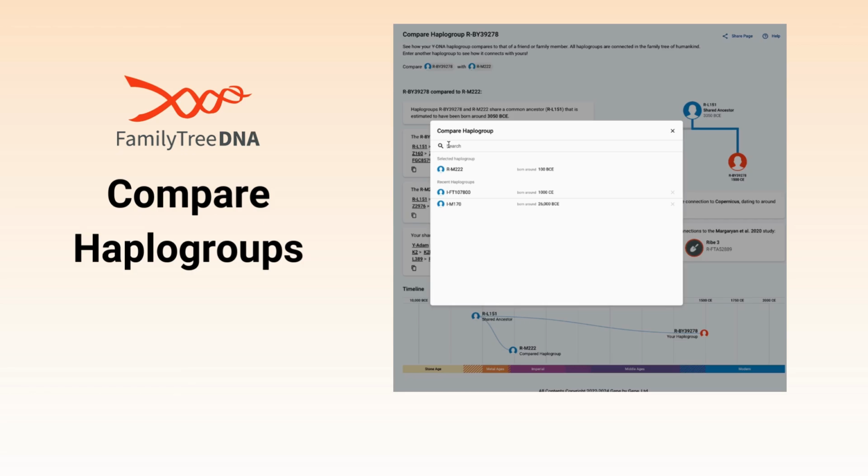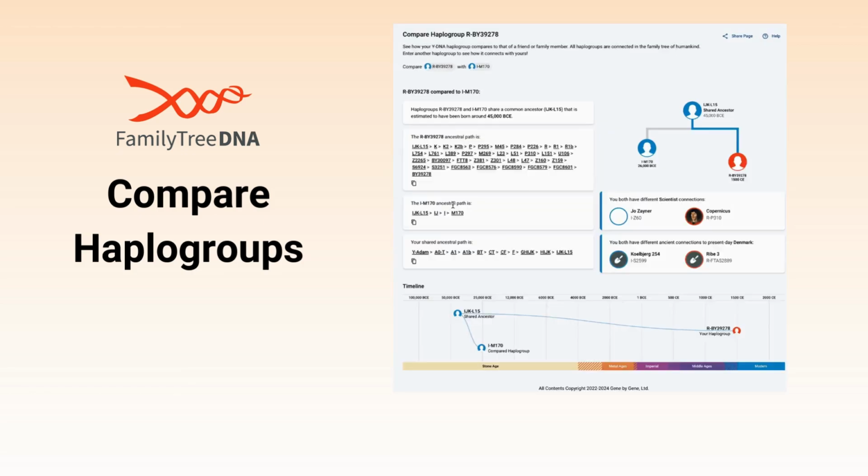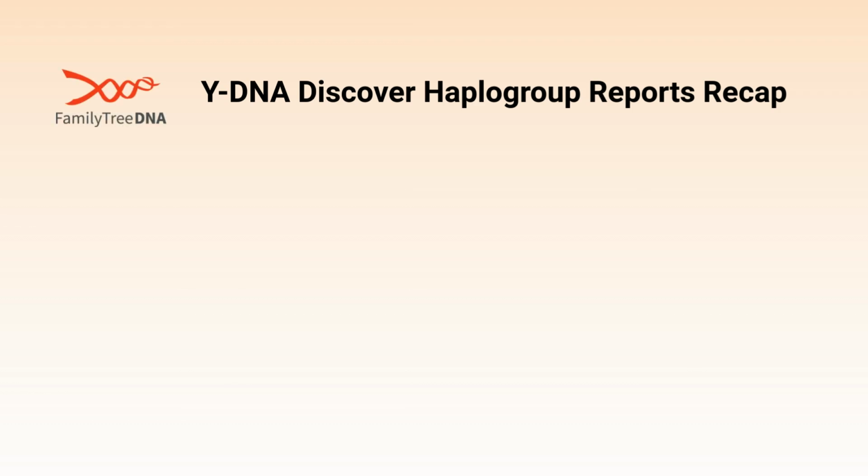This works whether you're comparing closely related lineages or completely different ones. The tool also highlights interesting parallels. Maybe both branches connect to the same ancient populations or share connections to notable historical figures. This is also incredibly useful when you're trying to understand how you relate to a DNA match.